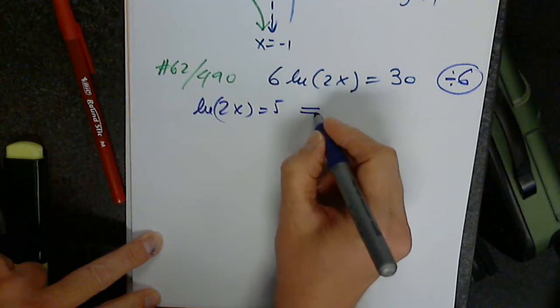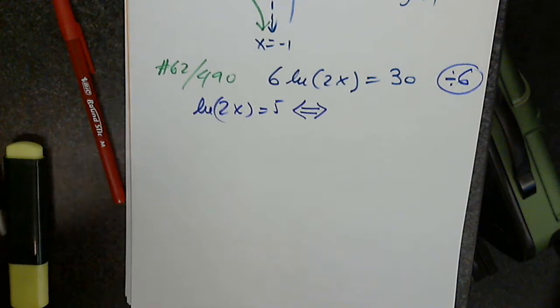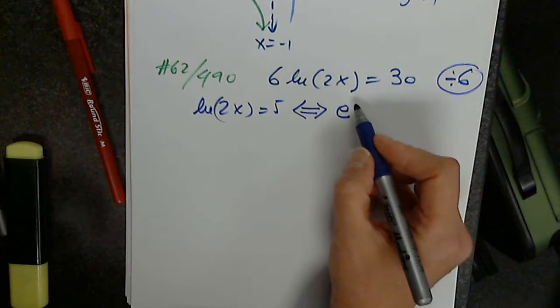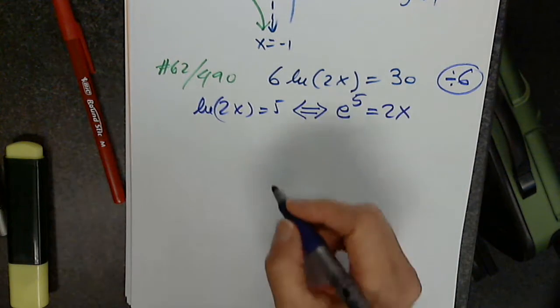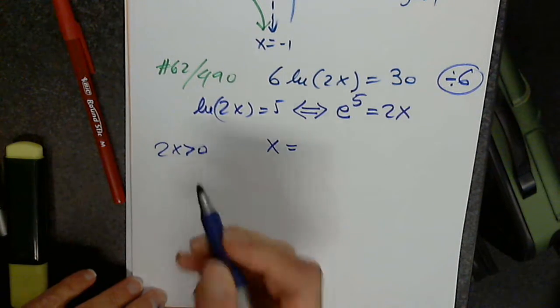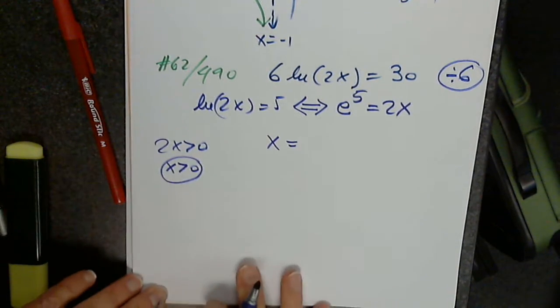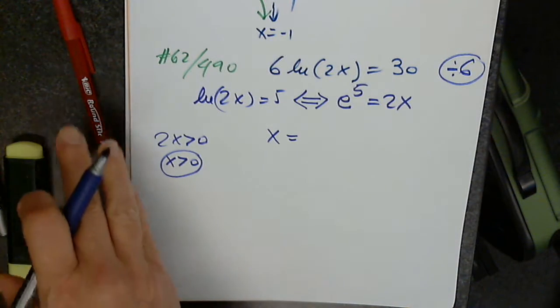Now I know that a cleaned up log equation can be replaced by e to the power. So final step, x will be e to the 5th over 2. I forgot to mention that 2x has to be greater than 0 because that's the domain of this log, which means x must be greater than 0. If we don't get a number that is positive, we'll have to disregard it.